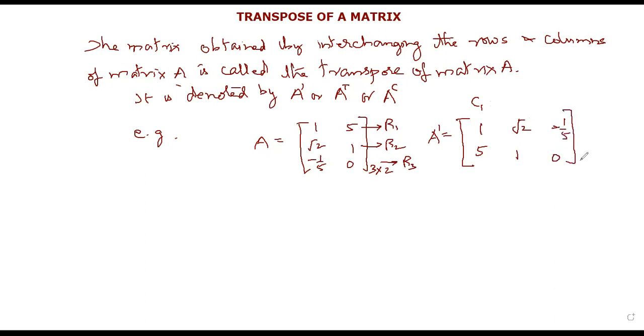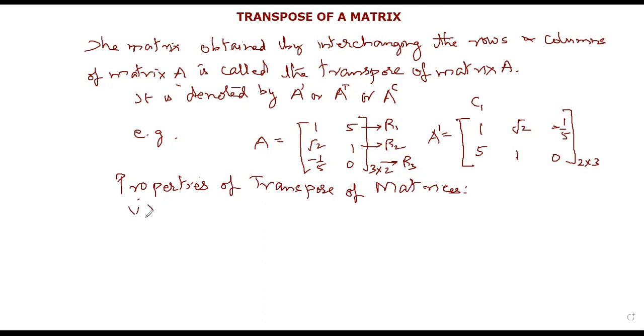Now its order will become 2 rows and 3 columns. So order will be interchanged. So like this we can find the transpose of a matrix. There are properties of transpose of a matrix.